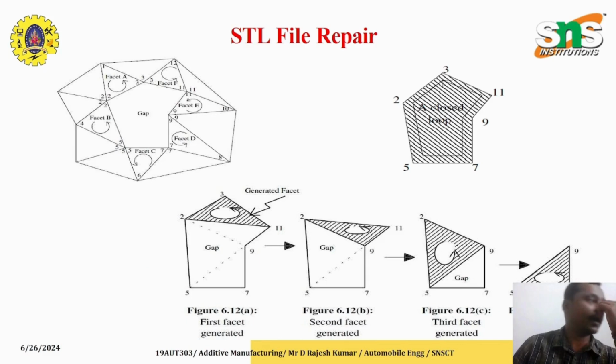The file repair can also be done in different data software. You can see the different software. Slicer is one of the software we can use for slicing. Here the repair can be done step by step. In the first image, 6.12A, a facet is generated. Then the second facet is generated. Then the third facet is generated, and the fourth facet is generated. So the gaps are removed, and finally we can obtain the required geometry of the shape.